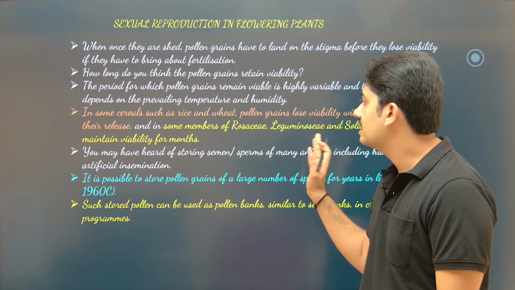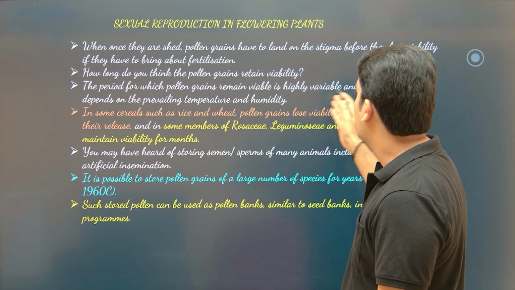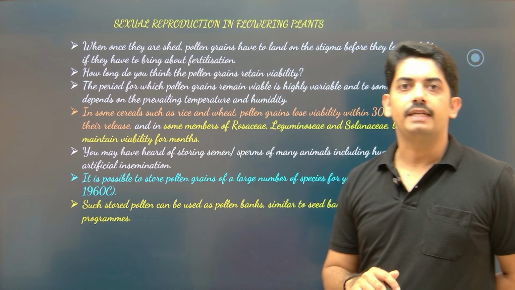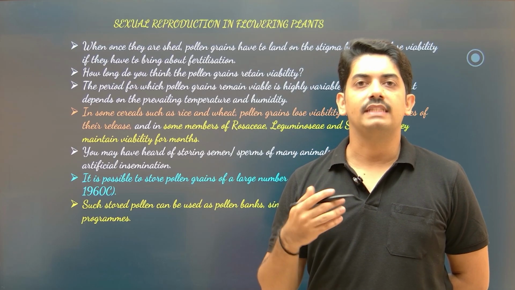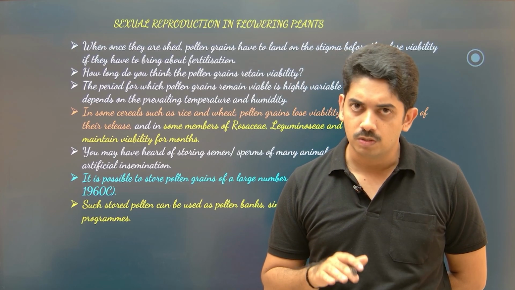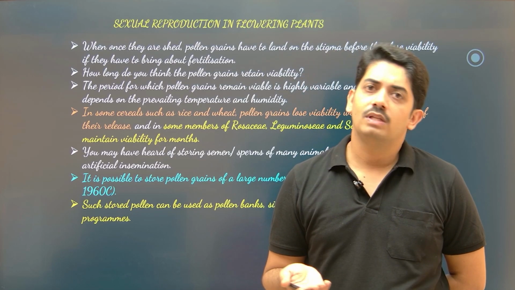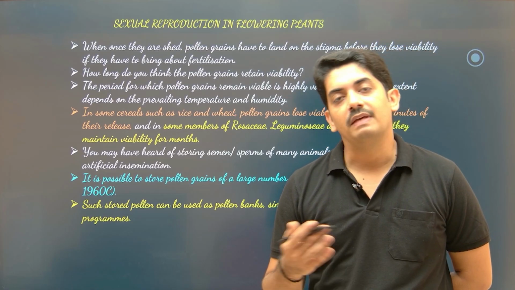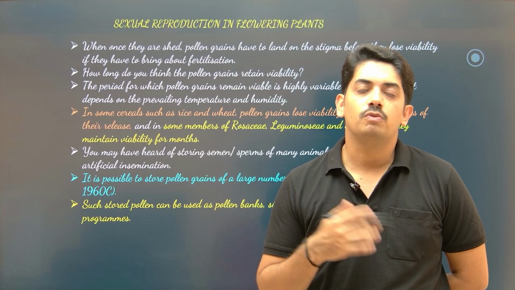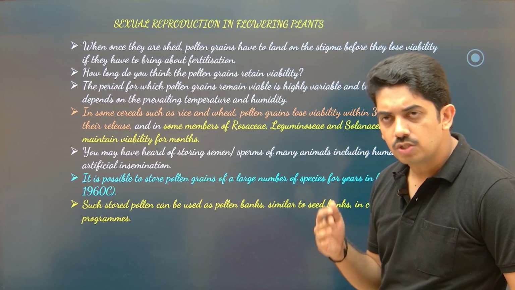Okay, here some examples are given. The period for which pollen grains remain viable is highly variable, and to some extent it depends on the prevailing temperature and humidity. See, this is very important. Even seeds are impacted by temperature and humidity. In the same way, pollen grains are also impacted by varying temperature and humidity. If high temperature is there, pollen grain may lose viability early. If the favorable condition is there, the viability may extend for some time, or if humidity is high, it will change. So these environmental factors also influence.